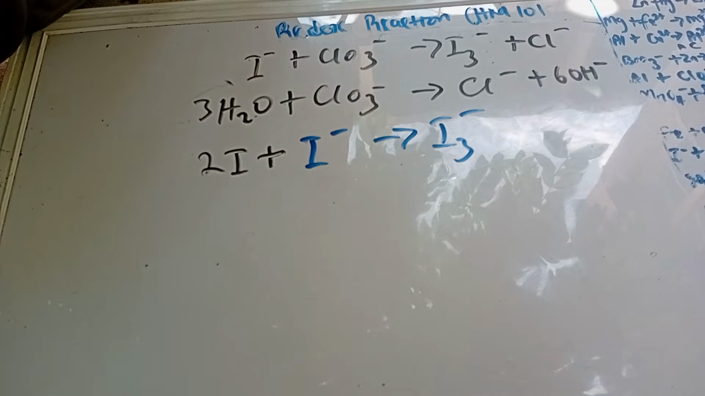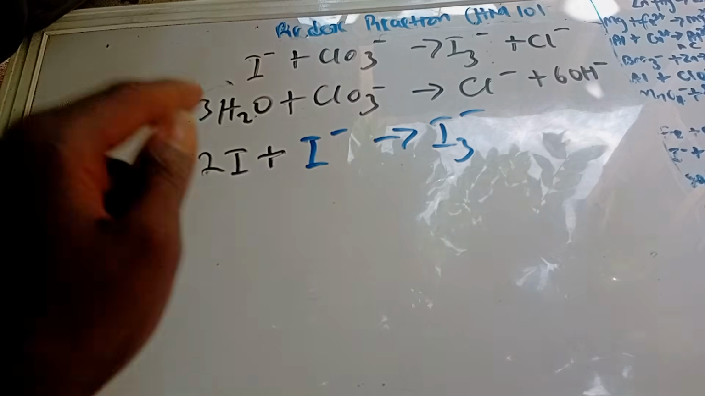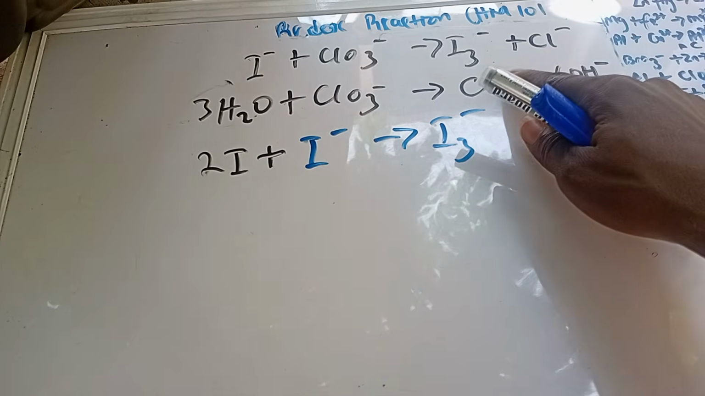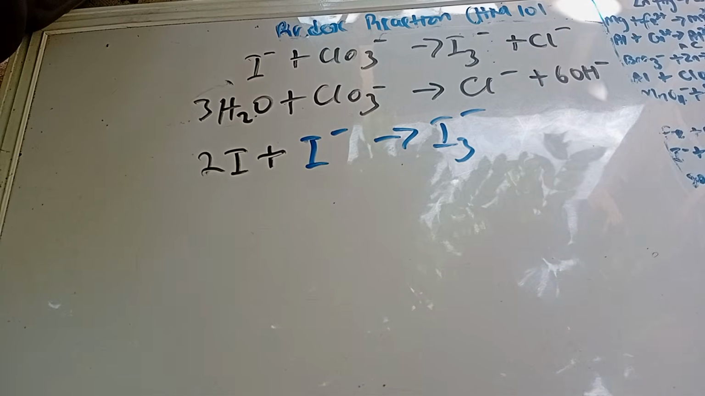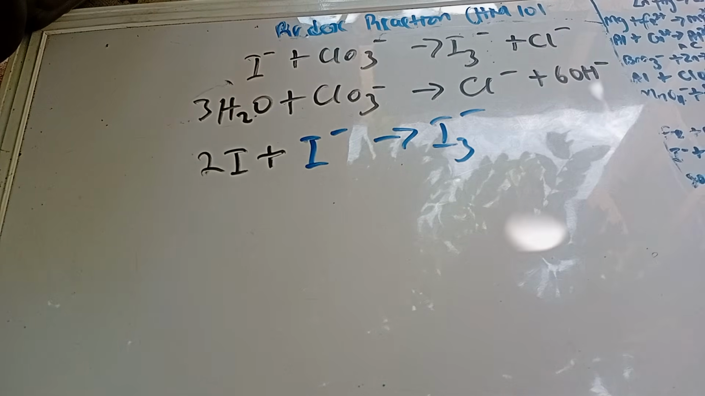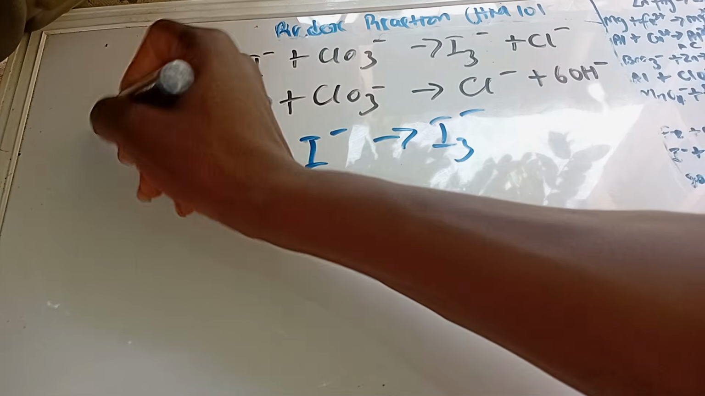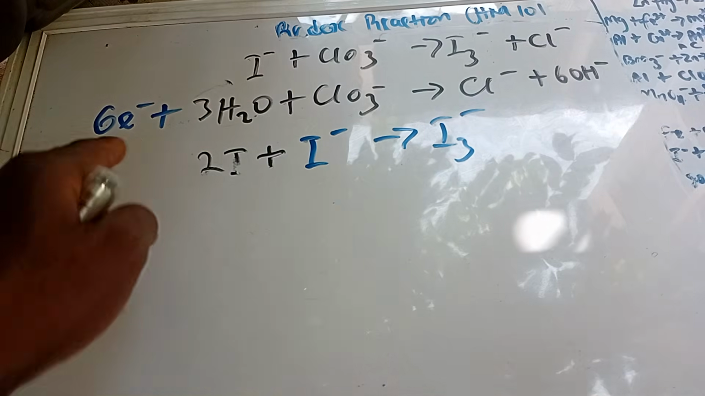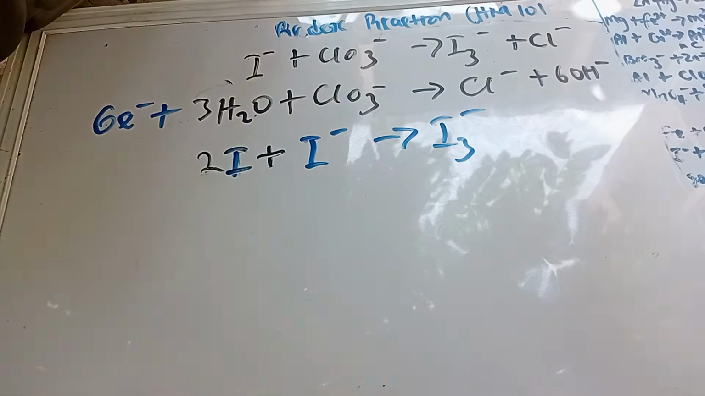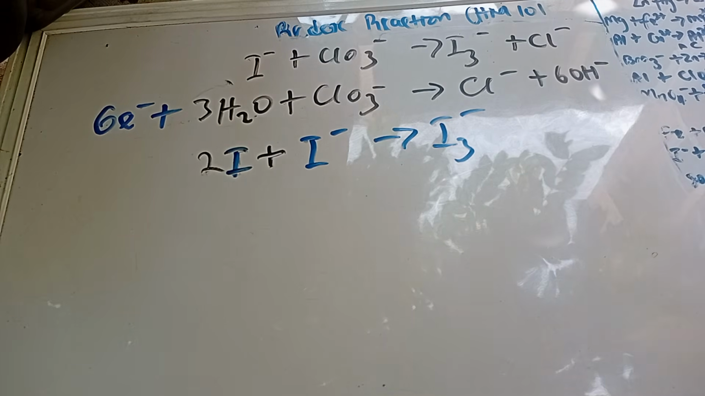Fine, no problem. So now, let's check the charges. The charge here is -1, right? And this side is -1 and -6. That's -7. How do we make -7 here equal to -1? It's by adding 6 electrons here. 6e minus. So here is already -7 and -7. They are balanced. Now, always balance the atom. Please take note of that.